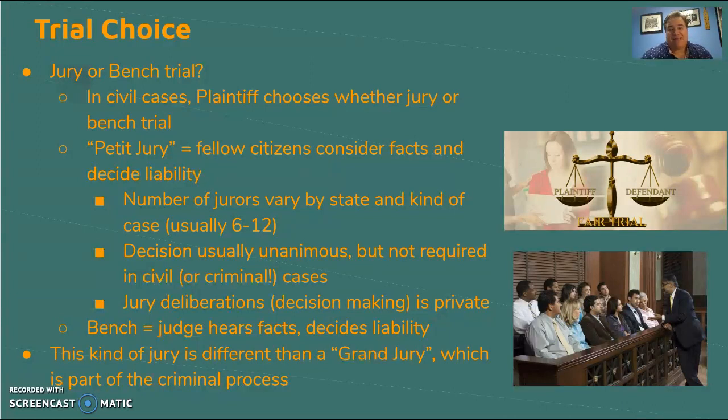But sometimes you're going to get a much higher award if you're a plaintiff from a jury than from a judge. So again, whether you choose a bench or jury trial is up to the individual and their trial strategy. Now, a petit jury, a regular old jury in a trial, is different than a grand jury. Grand is French for big, essentially, and a grand jury is part of the criminal process, which we'll talk about in a later lecture.